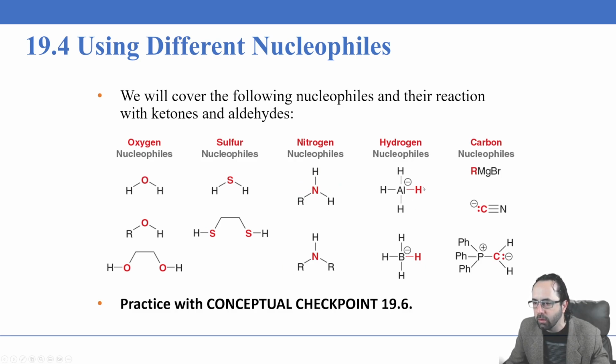We have hydrogen nucleophiles, basically aluminum tetrahydride, boron tetrahydride. Remember from previous chapters that these essentially release a hydride ion. That's the way that they function. The first step here is just releasing this hydride ion for reaction. And then we have Grignard reagents, cyanide ion, any carbanions. These ones are carbanions, these nucleophiles.